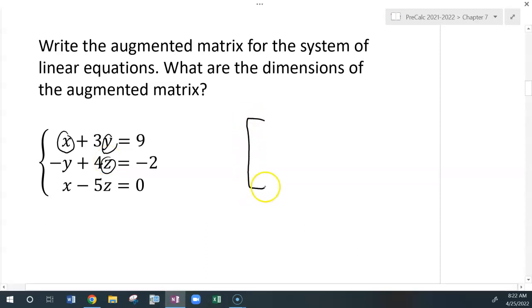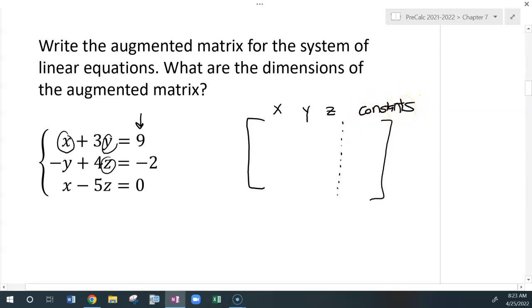So I'm going to set up my bars. And in my first column, I'm going to put x's. My second column, I'm going to put y's. My third column, I put z's. And notice I also have a column on the other side of the equal sign. I'm going to put in a dashed line in here. And then on the other side of the equal sign, I'm just going to call those constants.